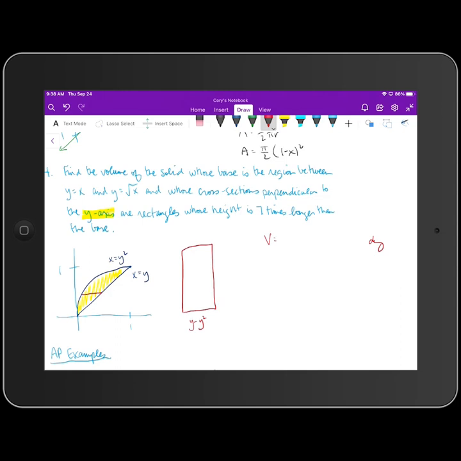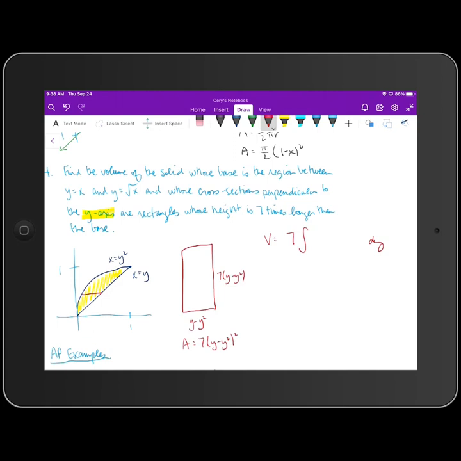And then the height is 7 times longer than the base. So the height is going to be 7 times the quantity y minus y squared, which is going to make the area of that rectangle the base times the height. So that is 7 times y minus y squared, quantity squared. Okay, so if we want to calculate the volume, we're going to pull 7 out front. And then we're going to take the integral.